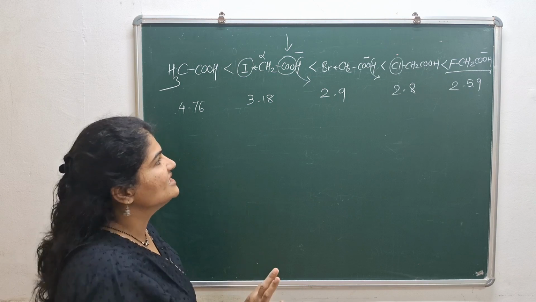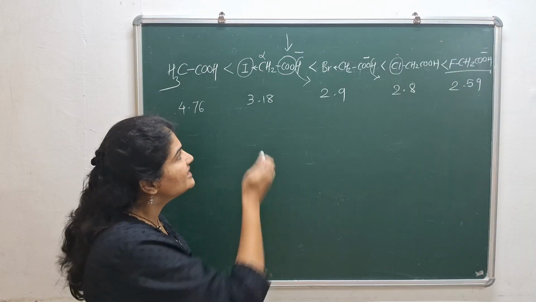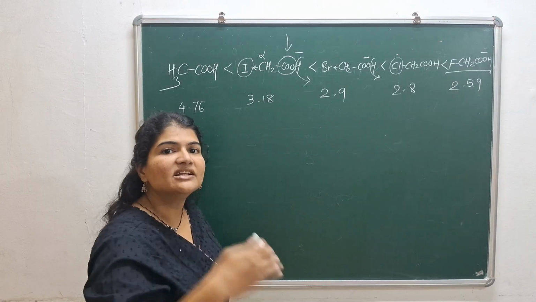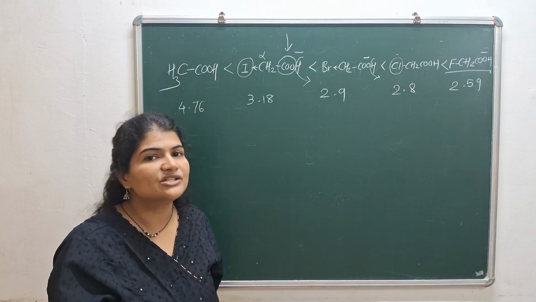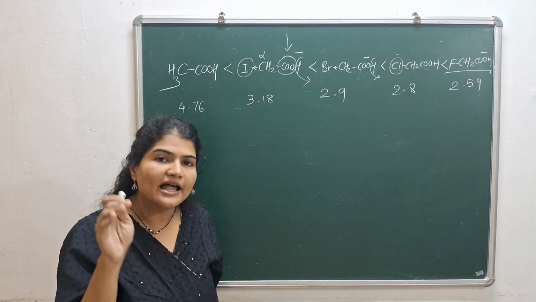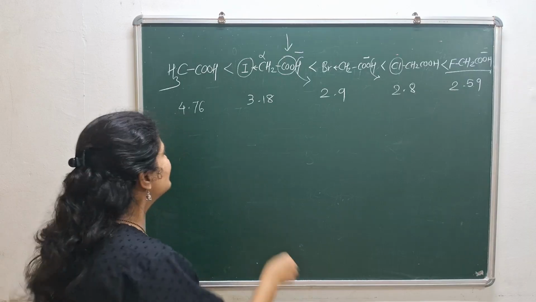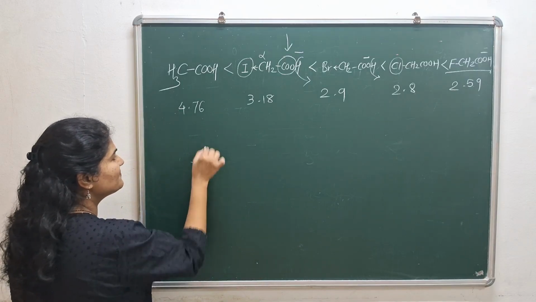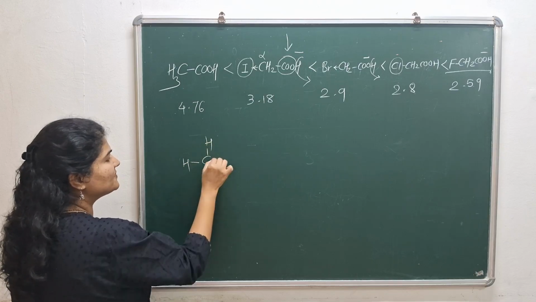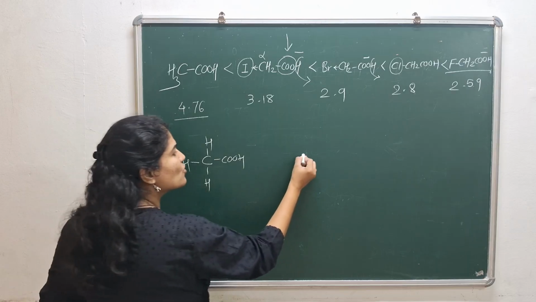So here we have seen what happens when we substitute the acid with different halogens having different negative inductive effect. Now let's see, we will keep the halogen the same and increase the number of halogen atoms. Let's take an example. This is our acetic acid. I will keep the acetic acid the same. The pKa is 4.76.